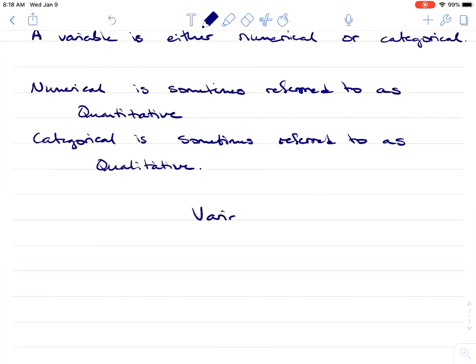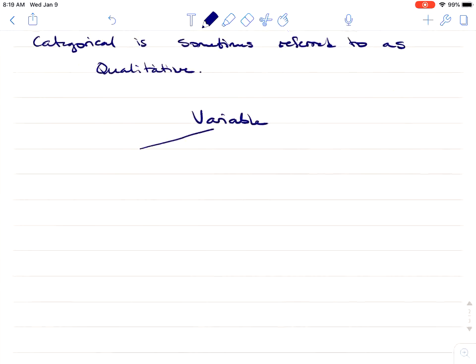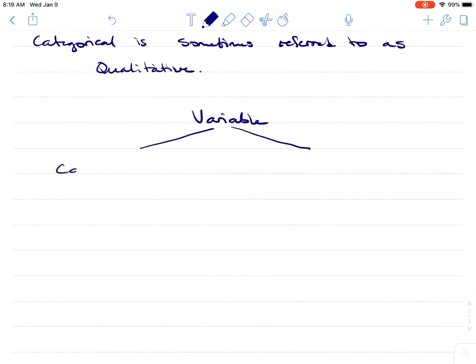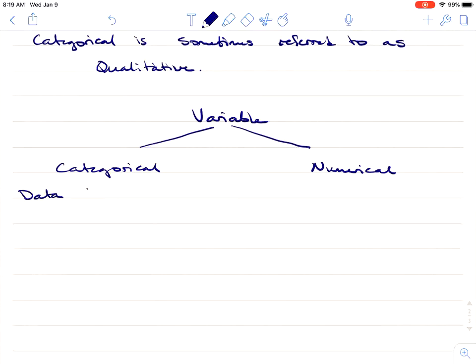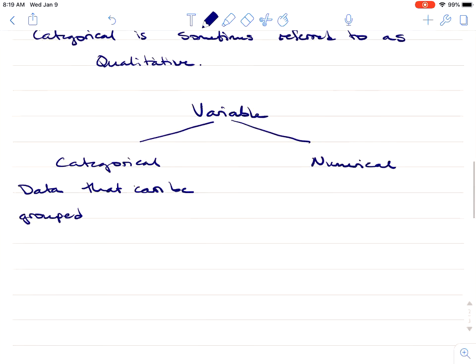So we've got at the top of our branch, we can have a variable, and it'll be either categorical or numerical. Categorical is probably the easiest one to identify, because it's any data that can be grouped into categories. There could be a large number of categories, but it'll always be a finite number of groups. So this will be data that can be grouped into categories.